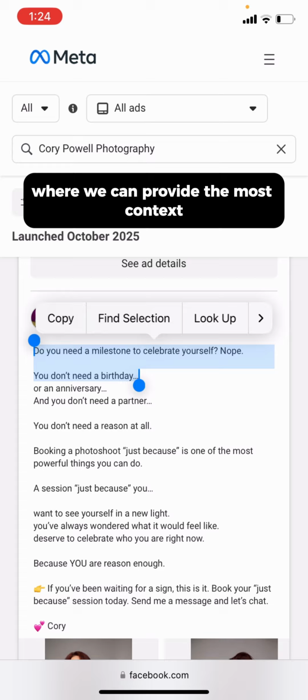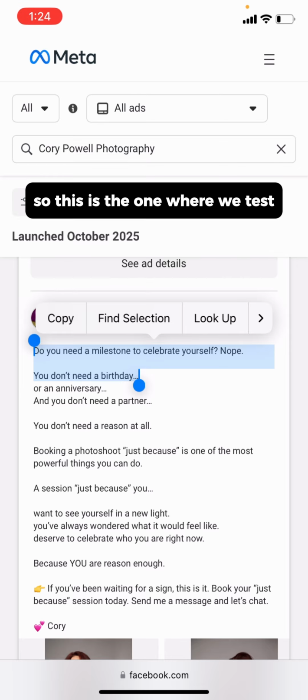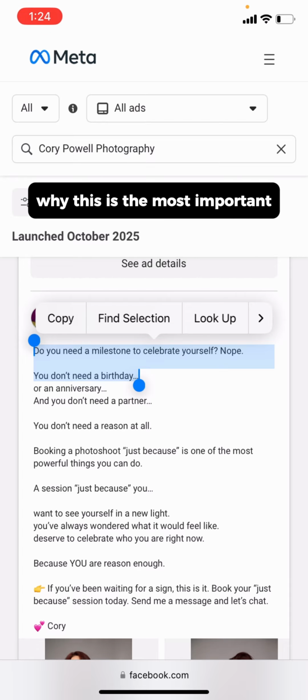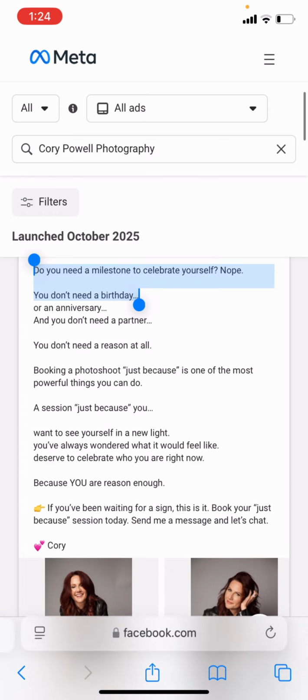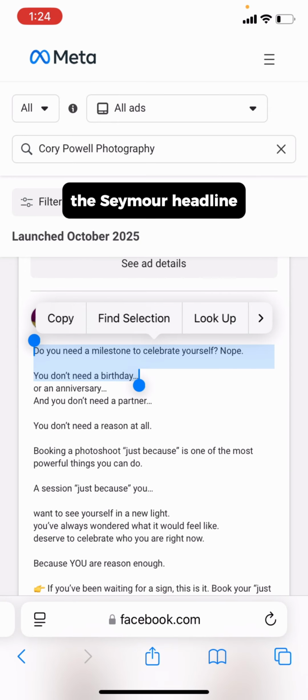And this is the one where we can provide the most context, the most words, right, to every other placement. So this is the one where we test. Now the 95% reason why this is the most important real estate for advertising is, as women are scrolling the newsfeed, 100 out of 100 women are seeing right here where I've got highlighted the see more headline. Literally 100 out of 100 women.